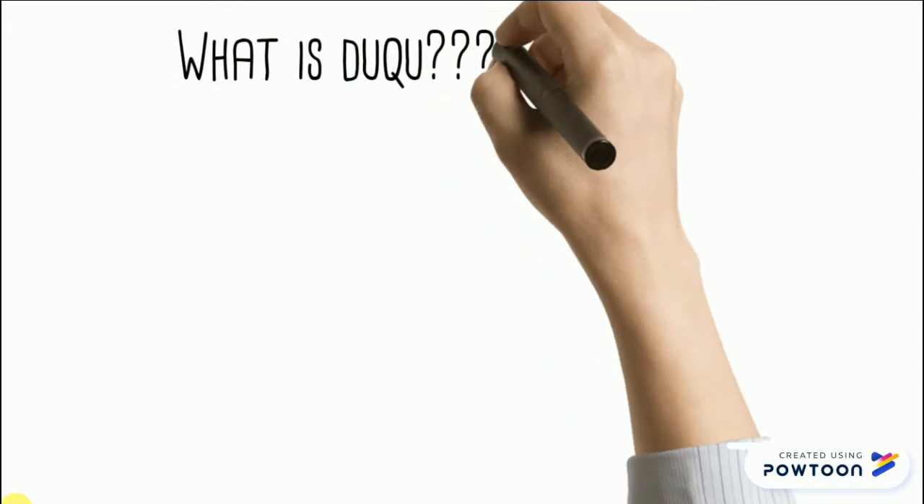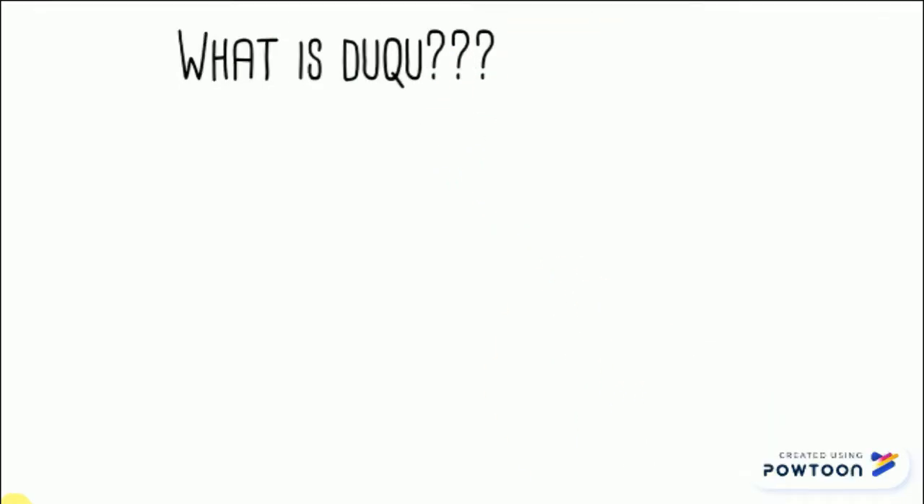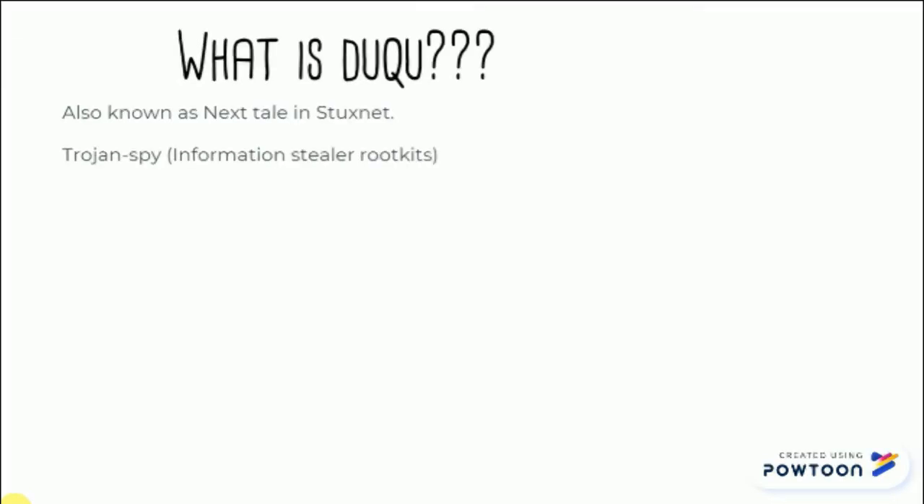What is Duqu? One of the most sophisticated malware ever seen. Also known as Stuxnet's Son, it is a Trojan spy, information stealer, rootkit. This is extremely similar to the Stuxnet worm in terms of design philosophy, internal structure and mechanisms, and implementation details.